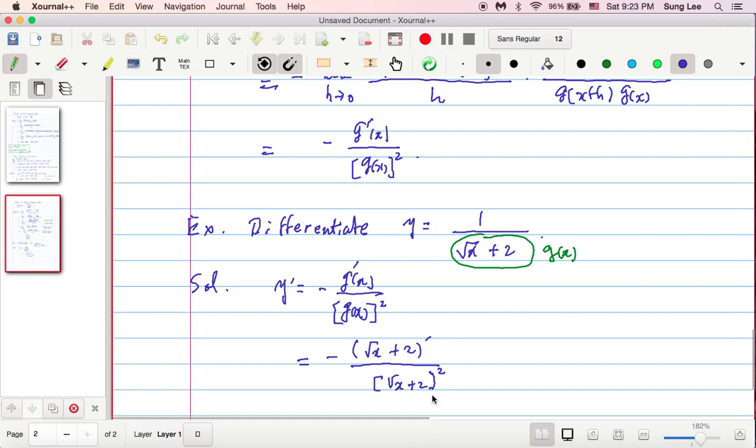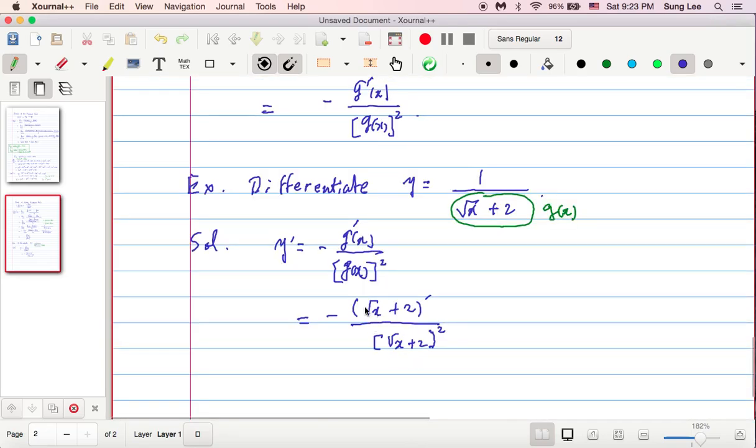Okay? So really, in this case, all you have to do is find the derivative of the square root of x, because 2 is a constant, so it goes away. So how do we find square root of x prime? We talked about this earlier, in my earlier lecture.